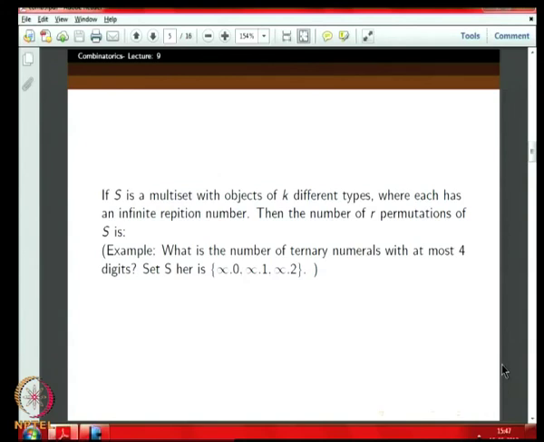Here we have an infinite number of zeros available, because zeros do not run out of stock. Similarly, infinite number of 1s available, infinite number of 2s available. Just because you filled it in one place, it is not true that in another place you cannot fill it, right. So this is one example of that. For 4 positions, we can use 3 into 3 into 3 into 3, that means 3 raised to 4. This is an example where the repetition number is infinite.